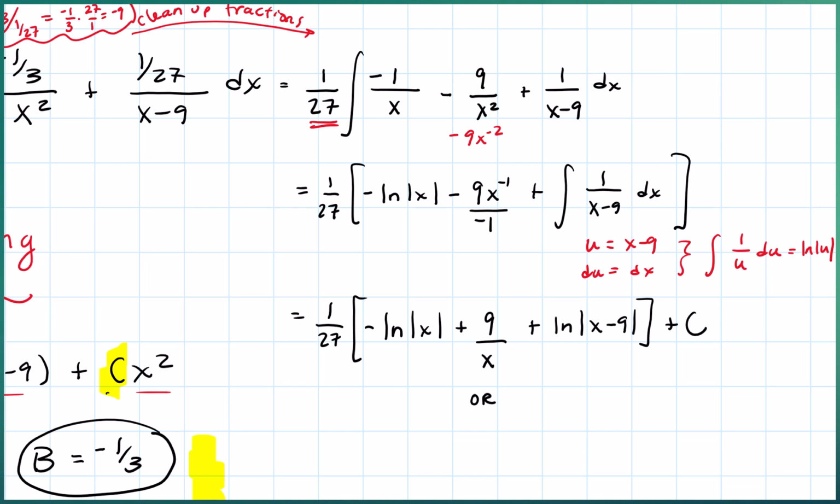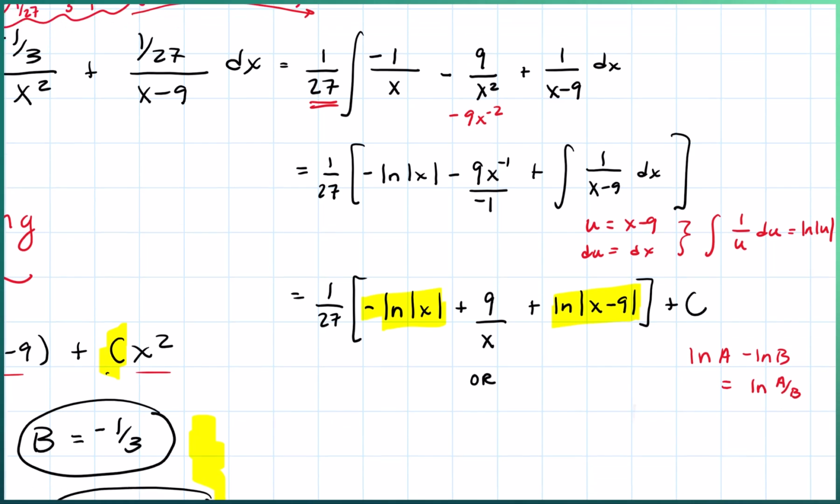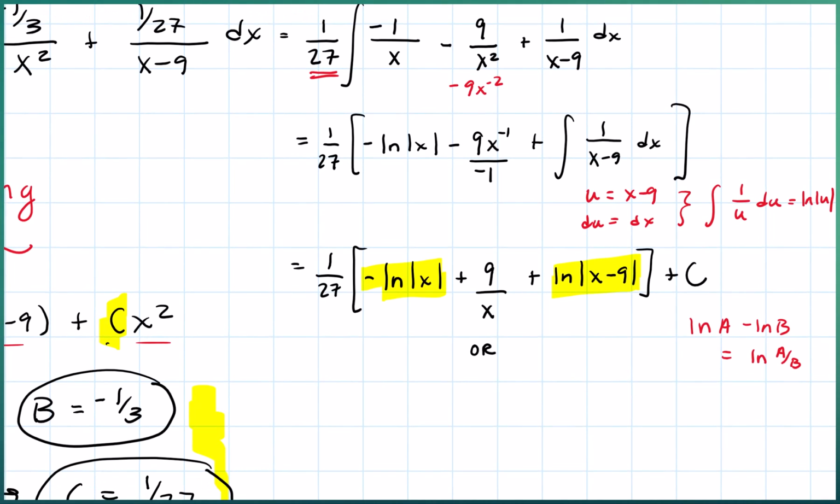I did just want to mention that when you have logarithms, so we have negative natural log of the absolute value of x, and we have plus the natural log of x minus 9, we can think of our rules of logs. If we have the natural log of a minus the natural log of b, that becomes the natural log of a over b. Sometimes it's nice to combine these and work with a more compact form. Certainly if it's a definite integral, we have to plug in values. So we could leave it just like that, but we could also apply rules of logs.